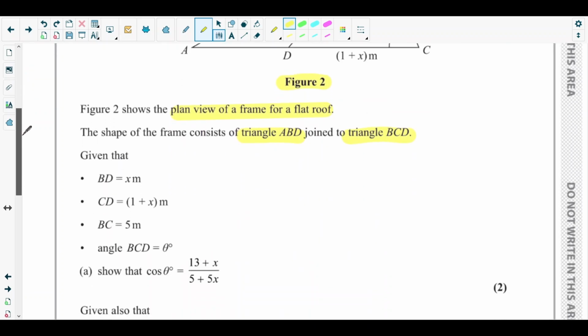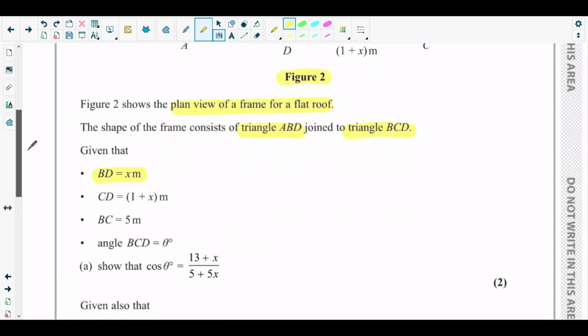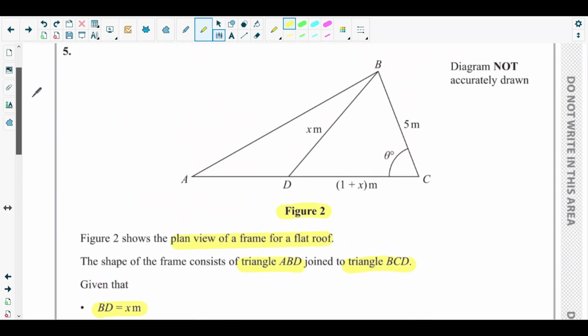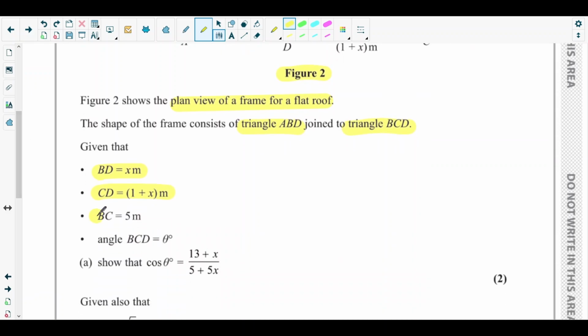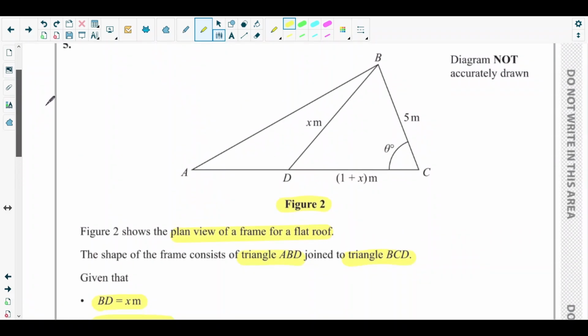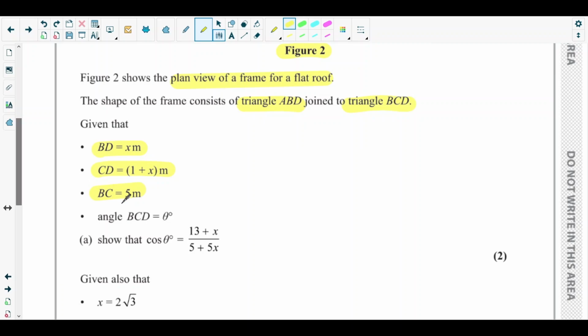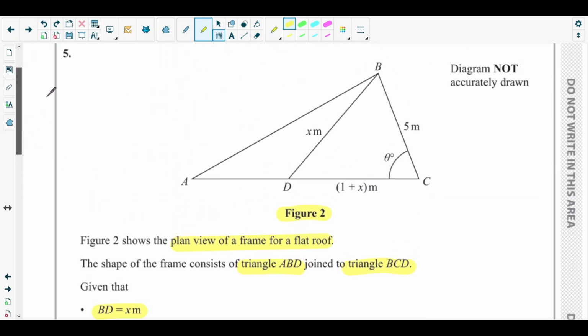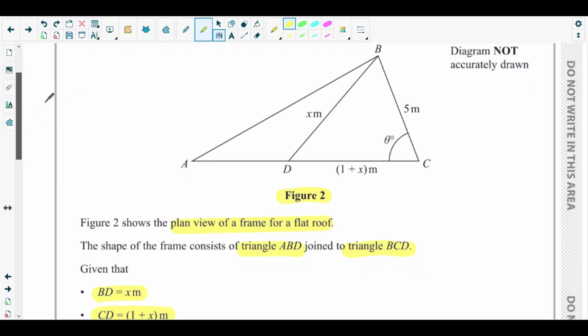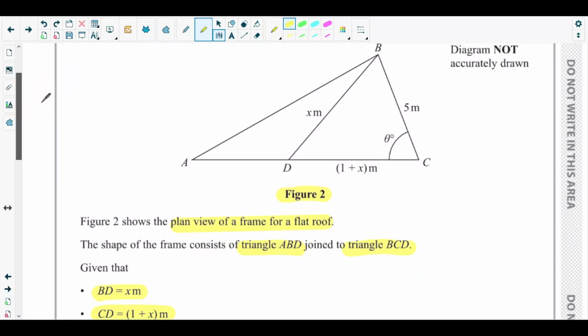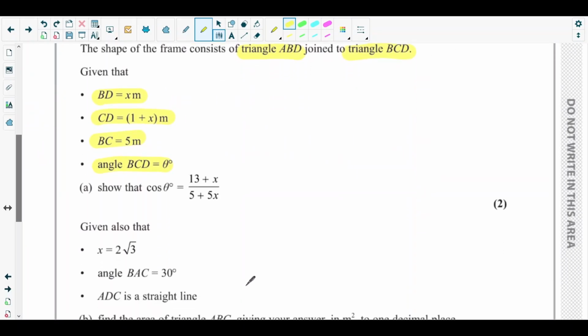Given that BD equals x, we can see in the figure BD equals x meters, CD equals 1 plus x meters, BC equals 5 meters, and angle BCD is theta degrees. We can see everything on Figure 2 clearly.